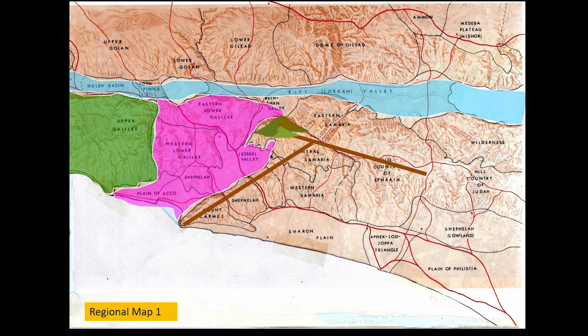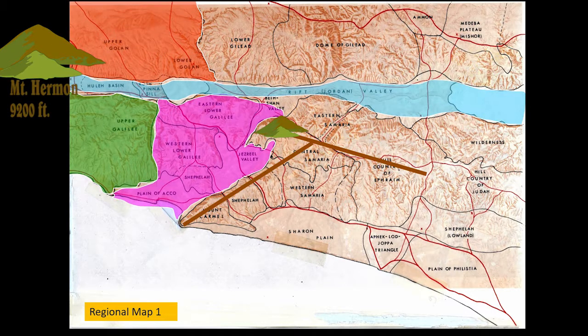Now on the eastern side of the Rift Valley is the Golan Heights, the fourth of the 4 regions. The Golan Heights is a volcanic plateau. It averages about 3,000 feet in height. It's dominated on the north by Mount Hermon, towering over it at 9,200 feet. These are the 4 areas.